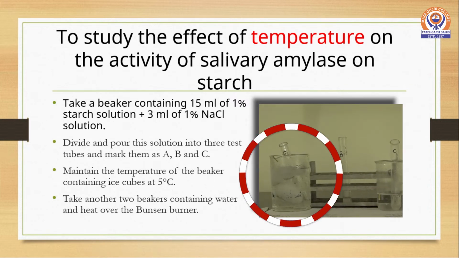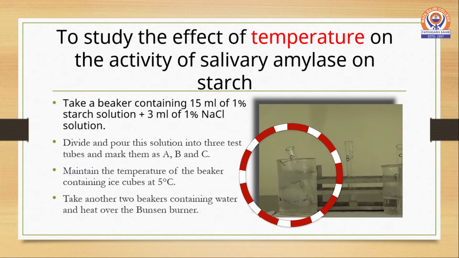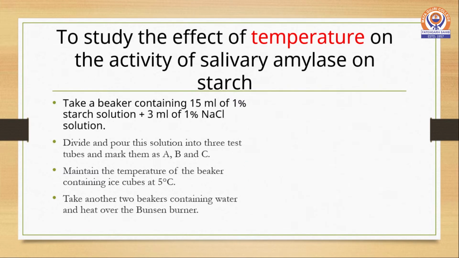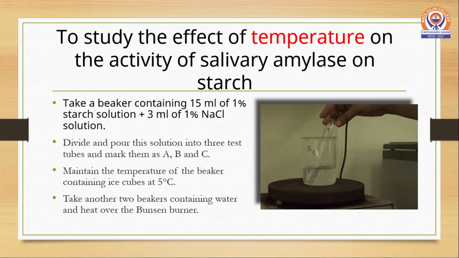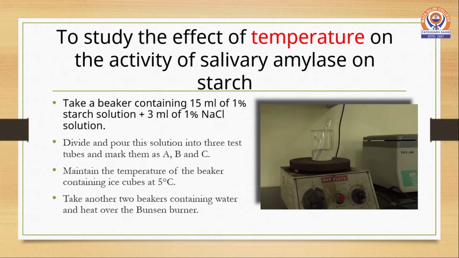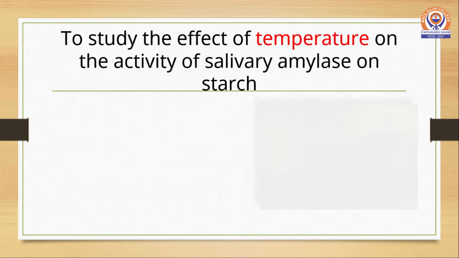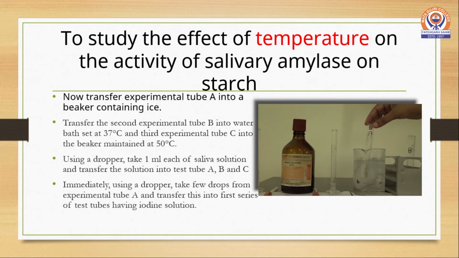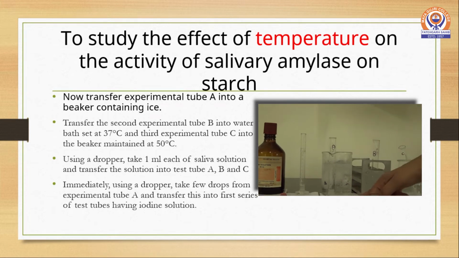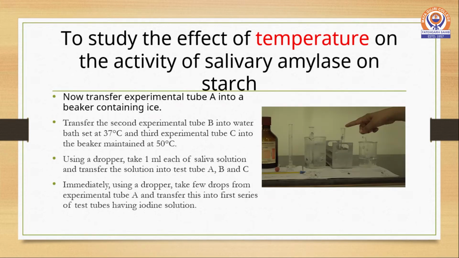Maintain the temperature of the beaker containing ice cubes at 5 degrees Celsius, and we must pre-prepare ourselves with this fact. Take another 2 beakers containing water and heat over the Bunsen burner. Now transfer the experimental tube A into the beaker containing ice, while the second tube B should be transferred into water bath at temperature 37 degrees Celsius.